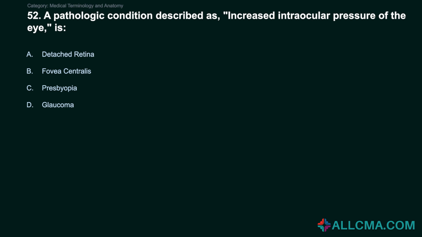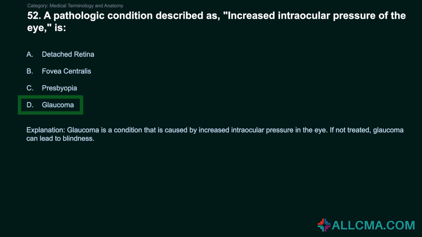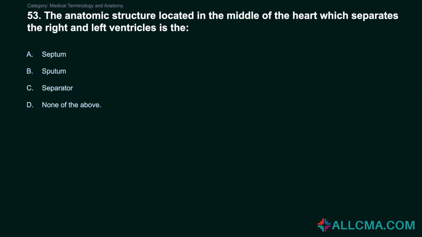52. A pathologic condition described as increased intraocular pressure of the eye is A. Detached retina. B. Fovea centralis. C. Presbyopia. D. Glaucoma. Correct answer, D. Glaucoma. Glaucoma is a condition that is caused by increased intraocular pressure in the eye. If not treated, glaucoma can lead to blindness.